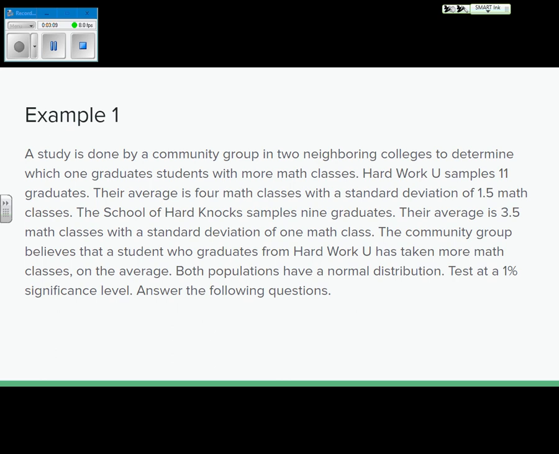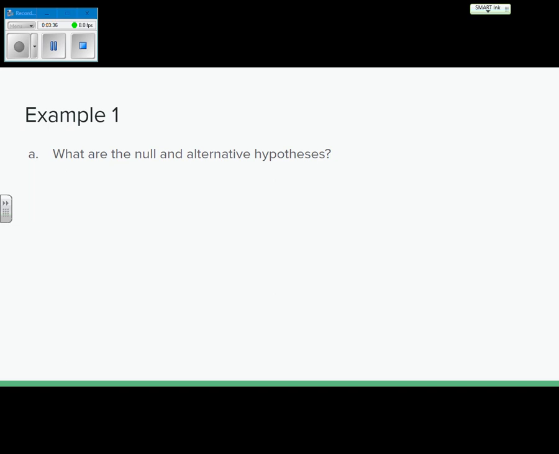A community group believes that graduates from Hard Work University have taken more math classes on average. Both populations are normally distributed, so we're going to be able to use the t-curve, or eventually the z-curve. I don't think we're going to get to a z-curve because my samples aren't big enough. At the 1% significance level, I want to answer the following questions. First up, and again, scroll back and forth between the slides if you need to, it wants the null and alternative hypotheses.